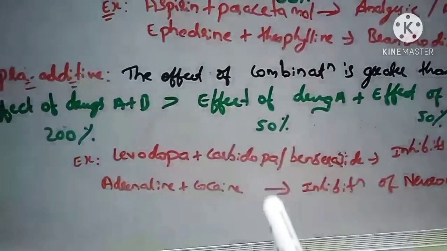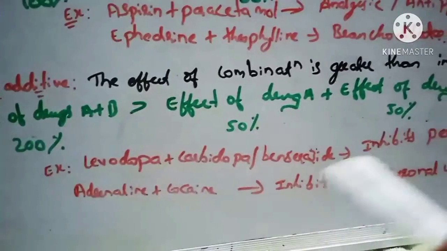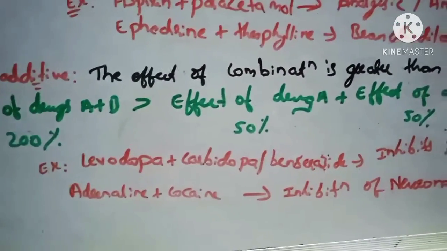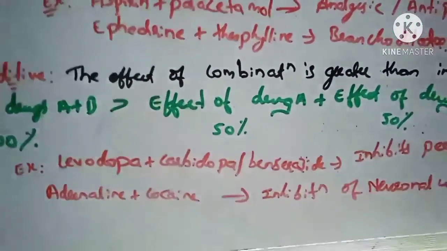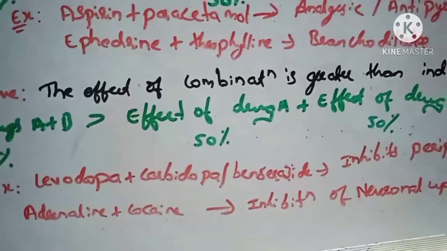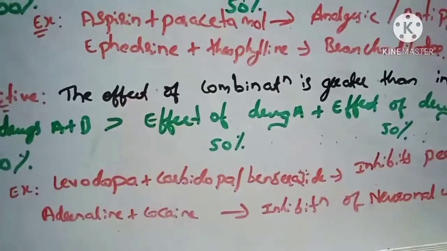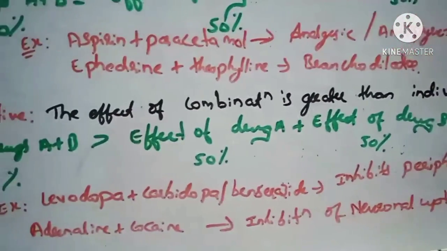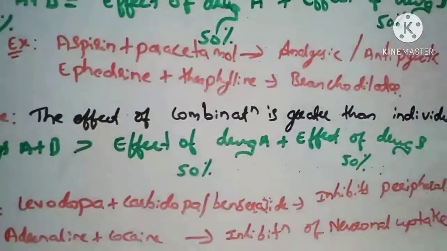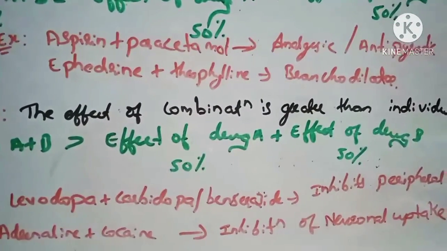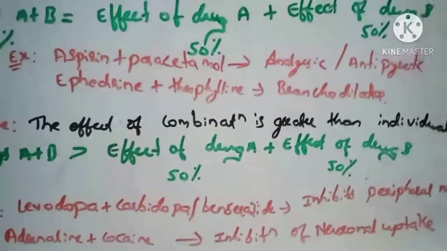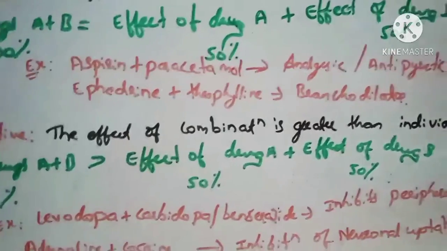Levodopa plus carbidopa and benserazide inhibit the peripheral metabolism. How does the peripheral metabolism inhibit? When we are shivering, we have tremors. By the combination of levodopa and carbidopa, they inhibit the peripheral metabolism, so the hands and legs stop their shaking. Shaking of the hands and legs will stop with these particular drugs.